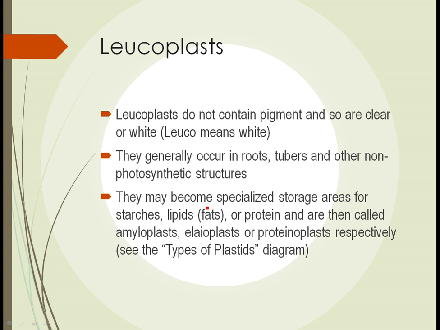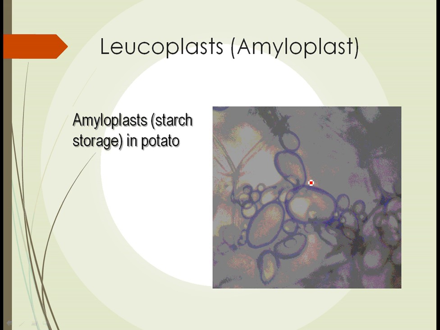They can be specialized storage areas for starches, which are sugars, or also known as carbohydrates, for lipids, which are fats, or for proteins. So they can be called amyloplasts, elaioplasts, proteinoplasts, respectively, depending on what they store. Amyloplasts, starches; elaioplasts, lipids; proteinoplasts, proteins. This is a diagram of a leucoplast, which is starch storage in a potato.